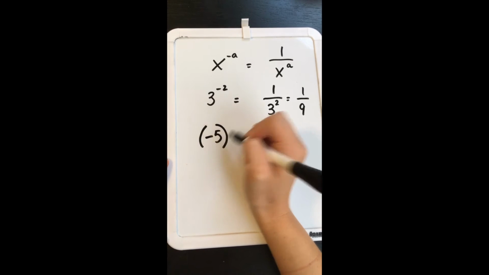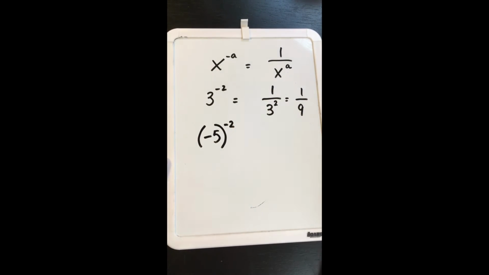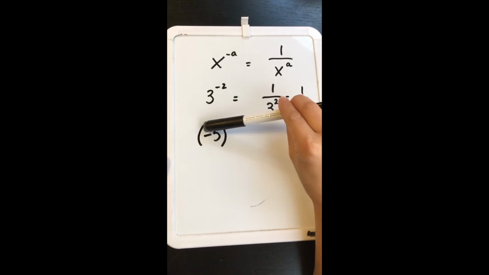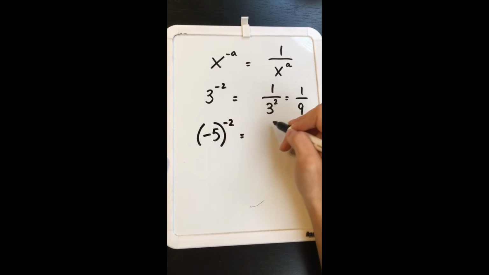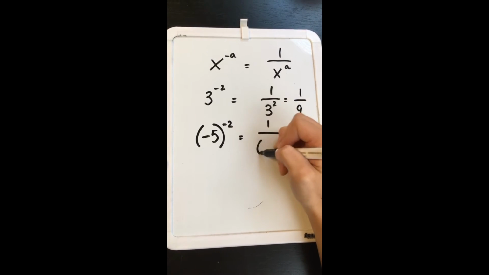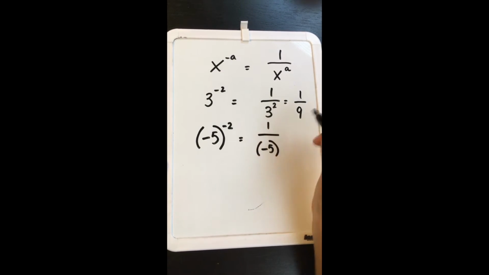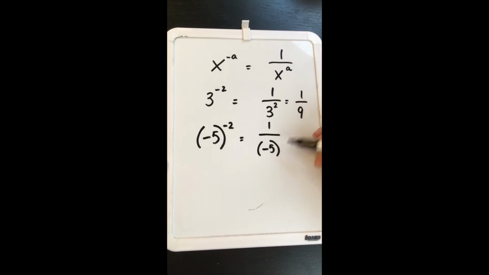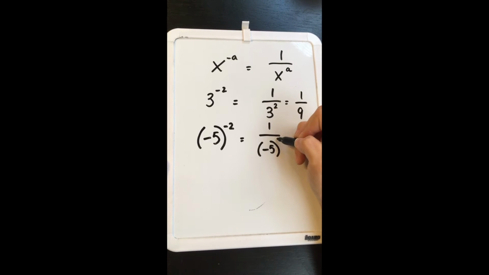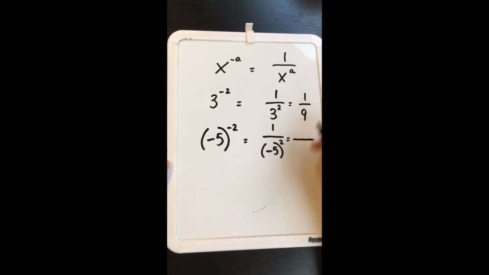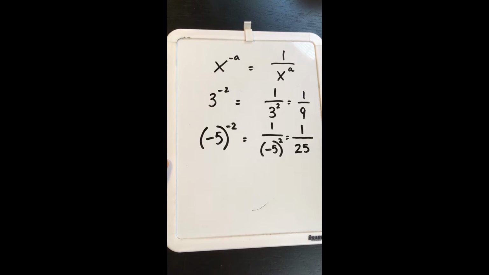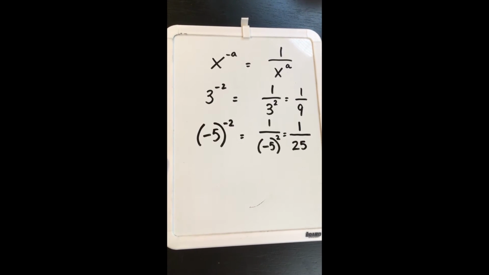Here's another example with a negative. Negative 5 to the negative 2. Notice that this negative sign is inside of the parentheses. So we're going to follow the format and move that entire negative 5, which is the base, to the bottom of the fraction, and then we make the exponent positive. What's negative 5 squared? Positive 25. So our answer is 1 over 25.